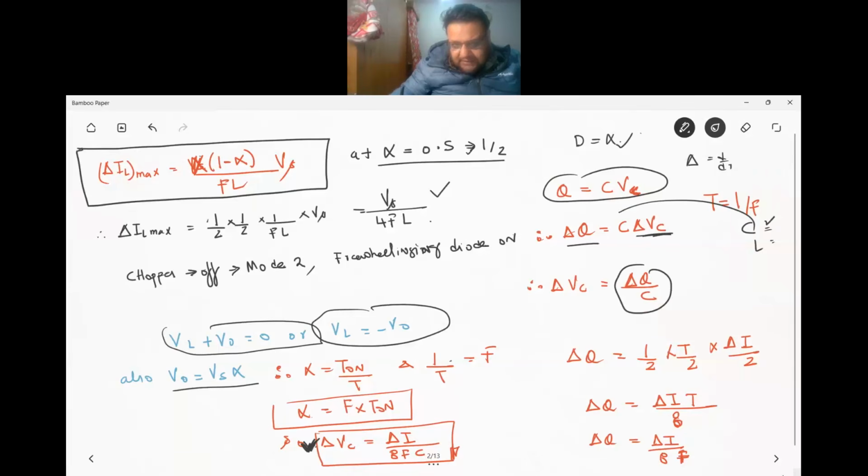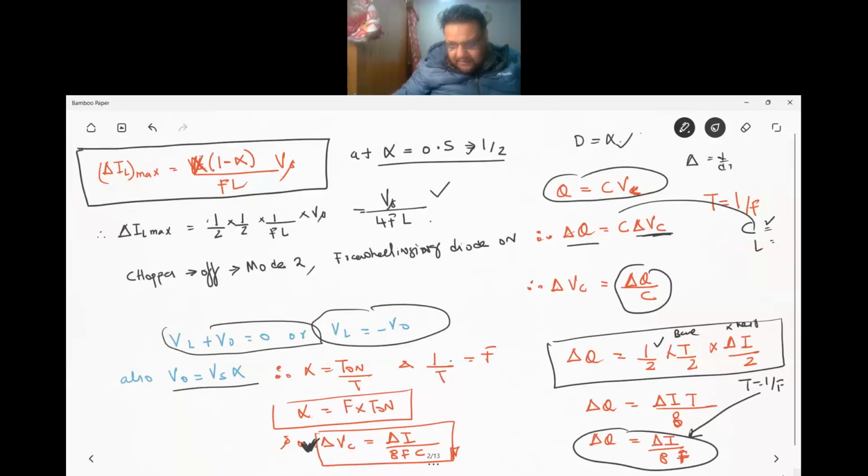Now, delta Q by C in this chopper arrangement would be given by the area of the triangle: half into base into the height, which I'll be showing you. So that would be equal to delta I by T by 8, and T is given as 1 by F. So this comes as delta I by 8F charge. Now delta VC is delta Q by C, so it is delta I by 8FC. So that is your delta VC is equal to delta I by 8FC.